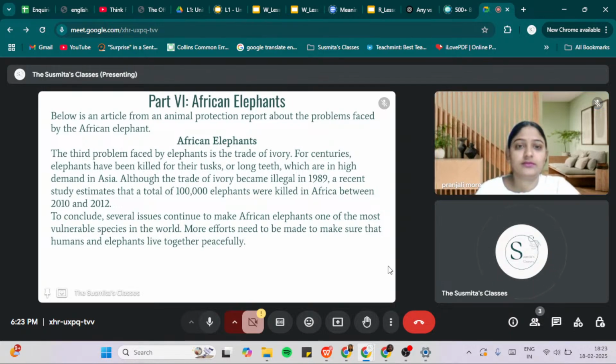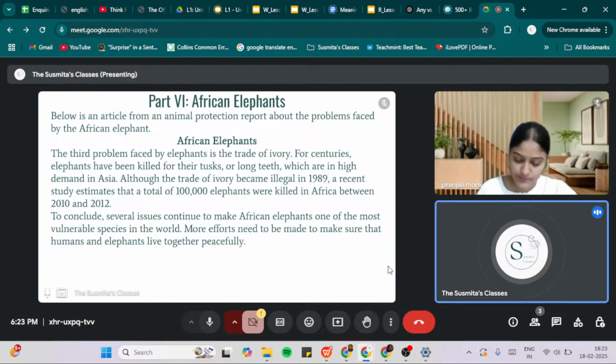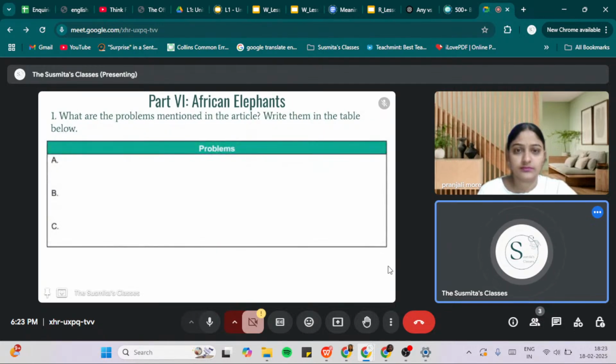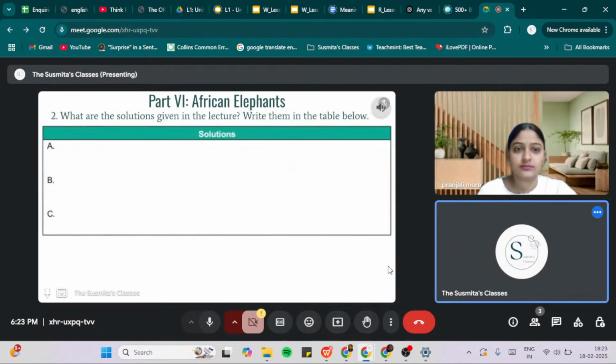Okay, so that is the main issue. Because of their long teeth, which is ivory, they are usually killed or hunted, you can say, for exports and imports. It is illegal, but still people do it. Correct? Understood? Okay. Now, what we are going to do is, you have noted the 3 problems which have been mentioned. Now, we have to listen to the audio and note down the solutions.